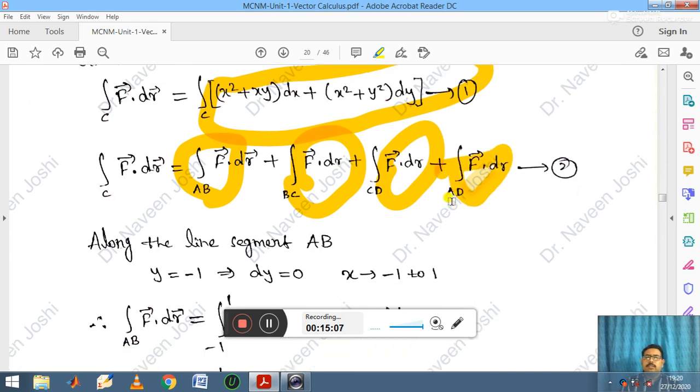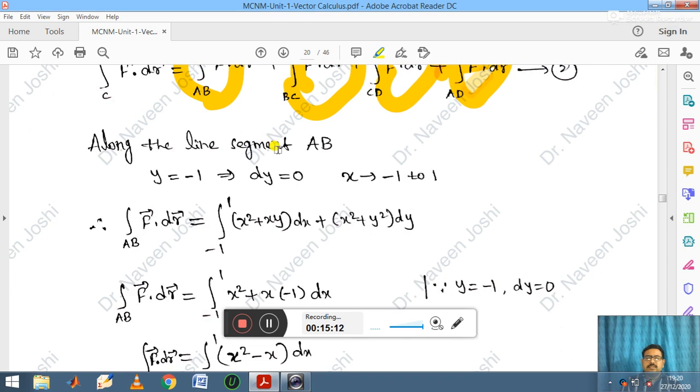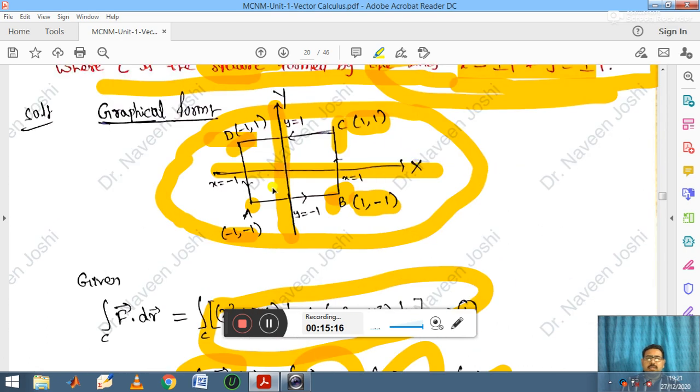Okay, so first let us integrate the line segment AB. While integrating the line segment AB, AB is a horizontal line, so you choose x limits and the y value is minus 1. While integrating line BC, you need to choose y limits and the x value is 1.